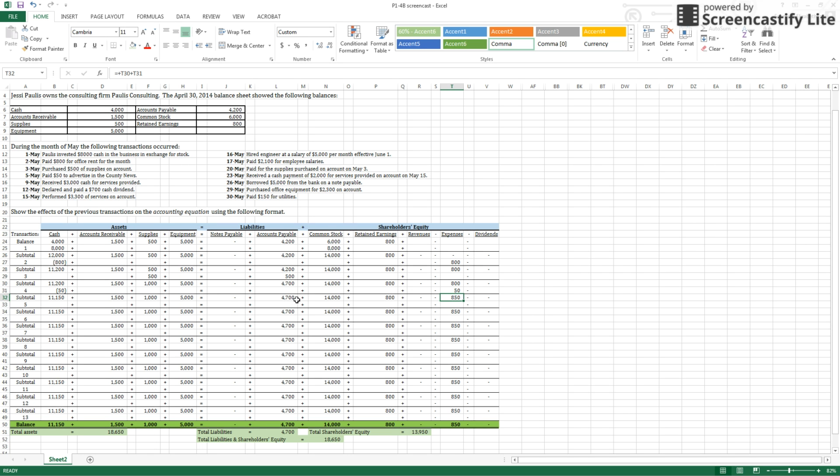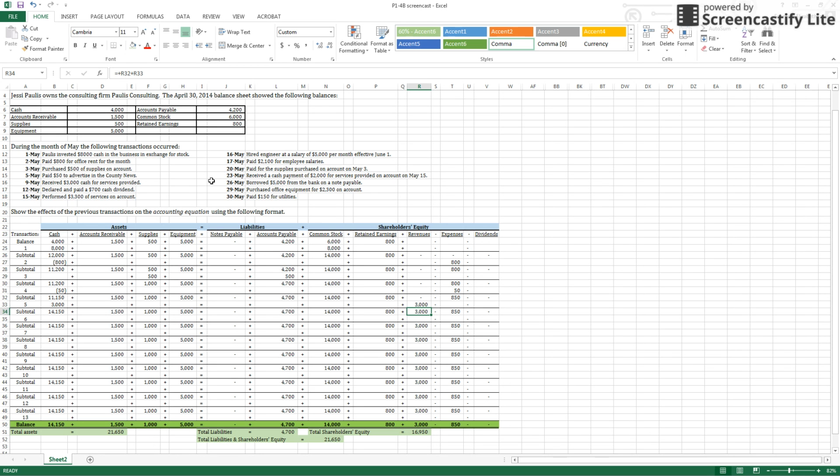On the 9th, we received $3,000 cash for services provided. So on the 9th, we received $3,000 cash. That went up. And we provided services. When you provide services, that's a revenue. Resources were generated from a company's business activities. We did our business activity. We got resources, which were cash. So our revenues just went up. Again, you can see our total assets still equal our total liabilities plus shareholders' equity.